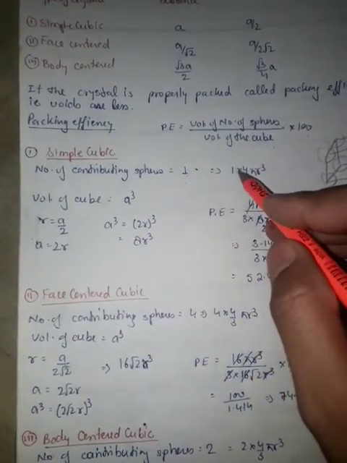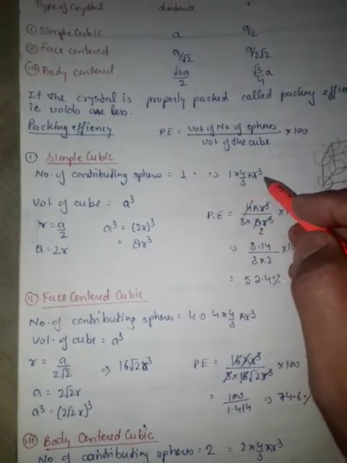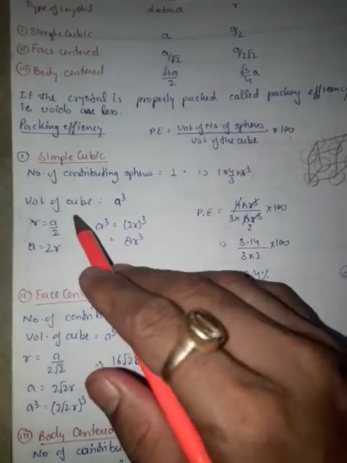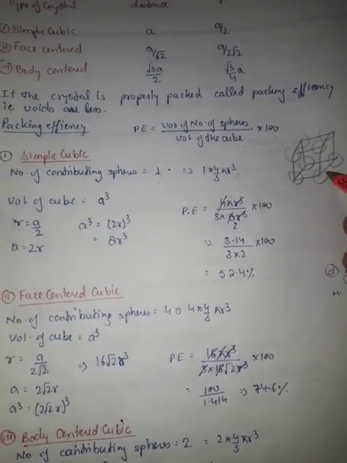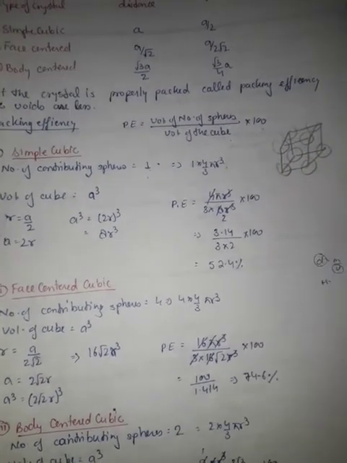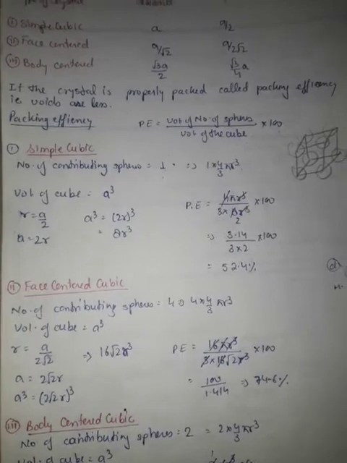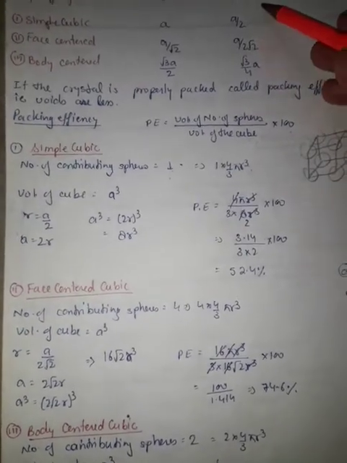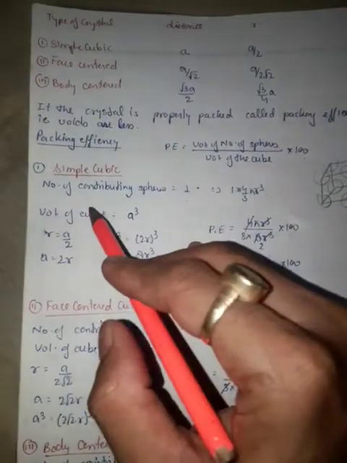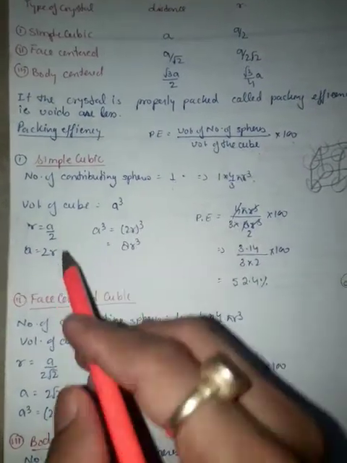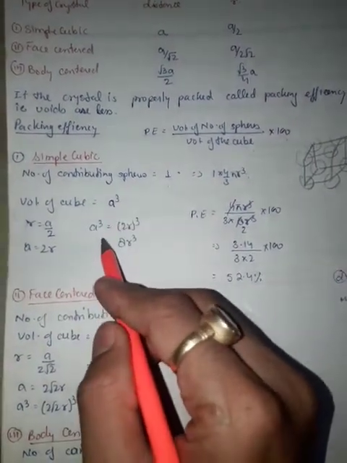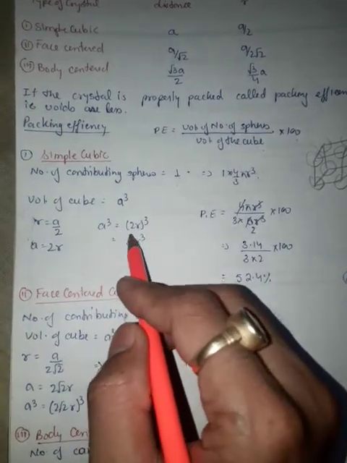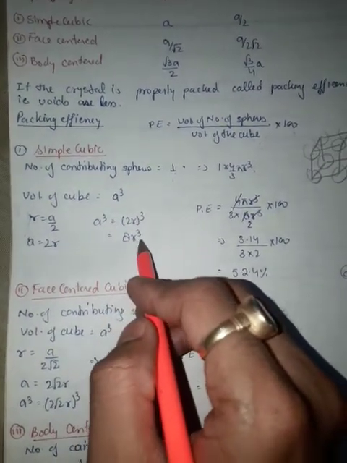Volume of 1 sphere is 4 by 3 pi r cube. Volume of cube, since the edge length is a, is a cube. In terms of r, for simple cubic, r is equal to a by 2, so the value of a is 2r. On cubing, a cube is equal to 2r cube, that is 8r cube.